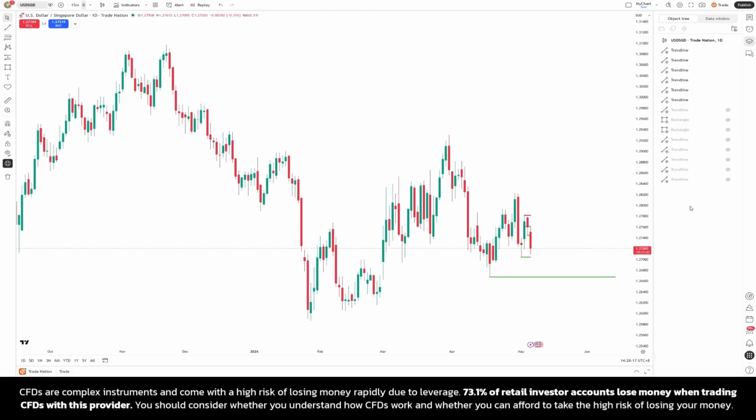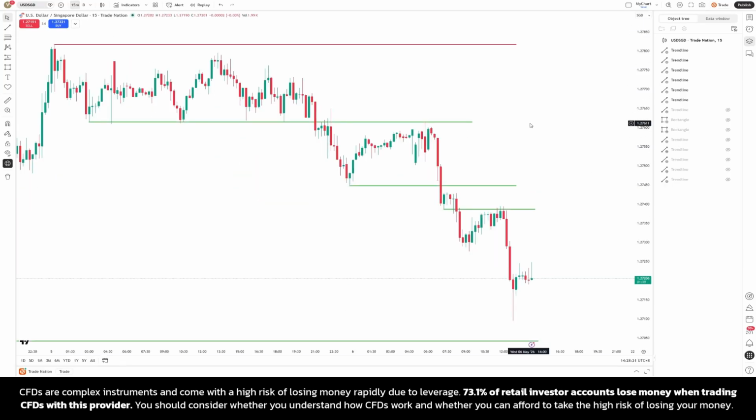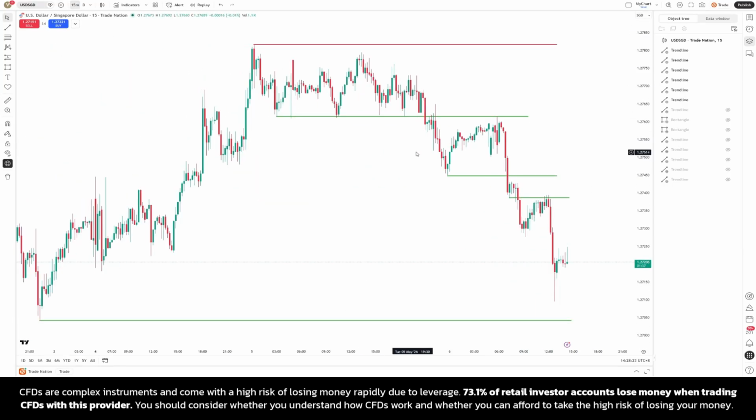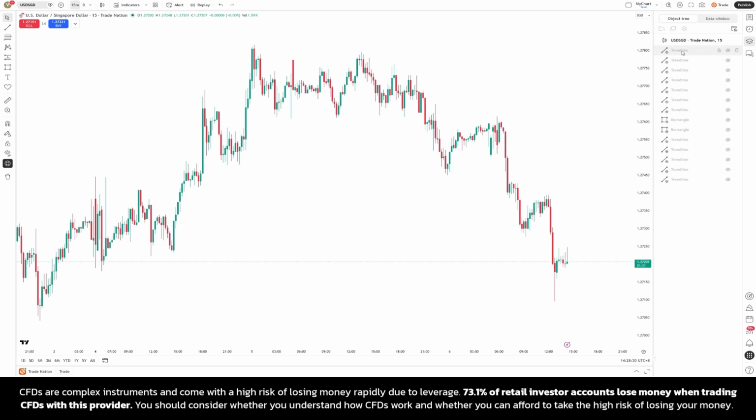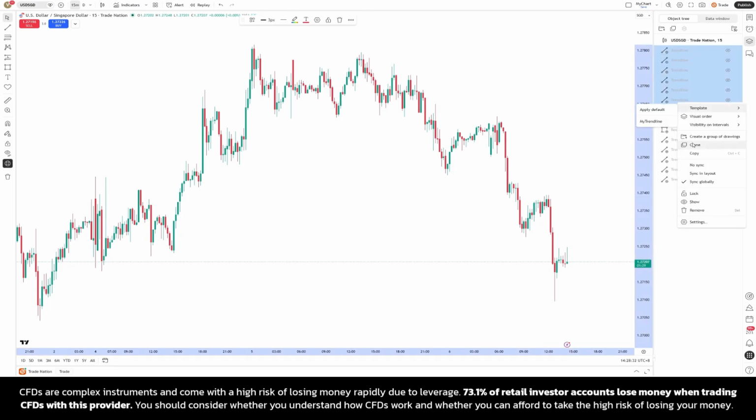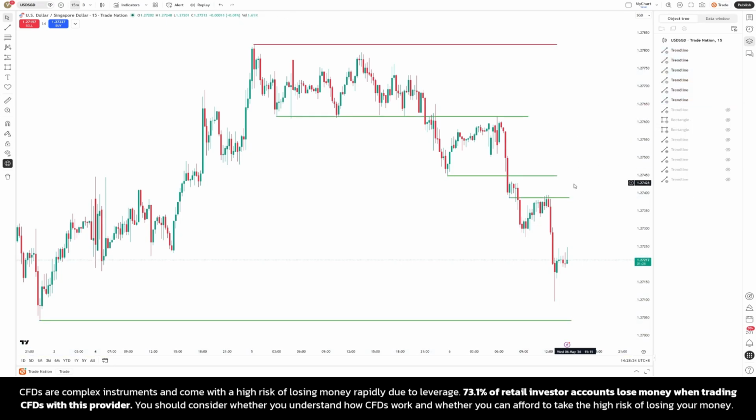This can also help when using different chart intervals. A chart may look clean on a higher time frame, but become too busy on a lower one once all drawings are visible. Managing visibility gives you more control over how much information appears on screen, which makes the chart easier to read.